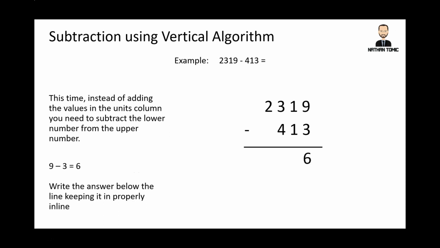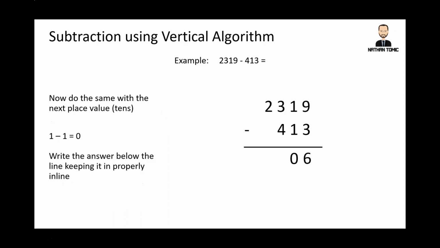So we're going to end up writing a 6 underneath the units. We then go up to the next place value. So 1 taken away from 1 will, of course, give us 0. And now we're up to the hundreds column. But this is a little bit tricky now. So what we have is 4 trying to be taken away from 3.